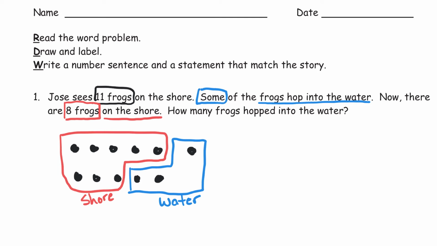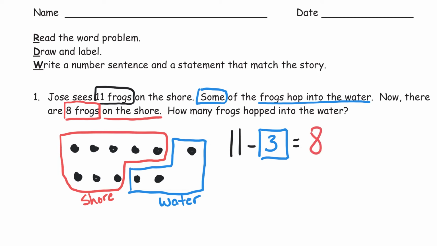Let's write out an addition, or actually a subtraction sentence for this. It's going to be subtraction because if the frogs are jumping in the water, they're leaving, they're going away. So it's subtraction. So we had 11 frogs total, and then we had some subtract away. And that was our mystery number. So I'm going to put a box right here, and we figured out that it was 3 that jumped into the water. And that left us behind 8 on the shore.